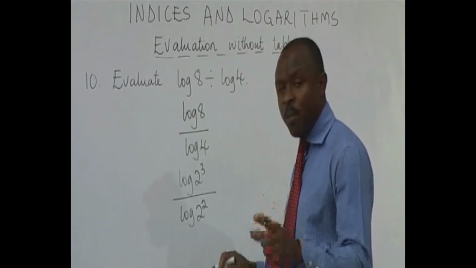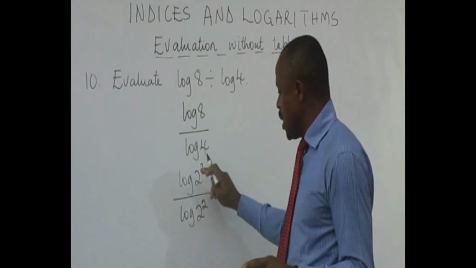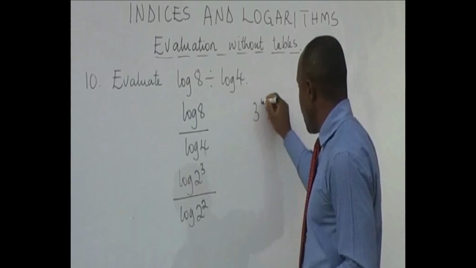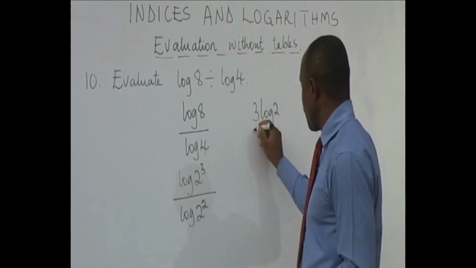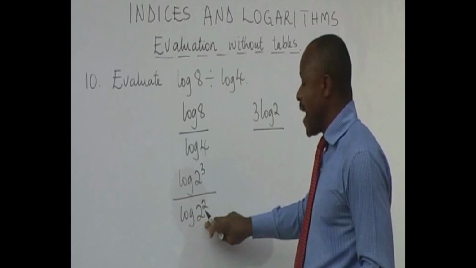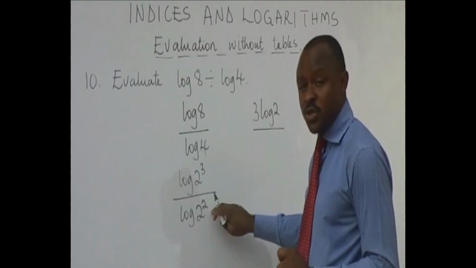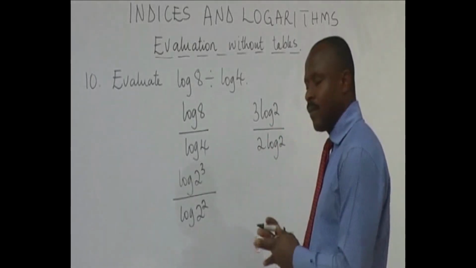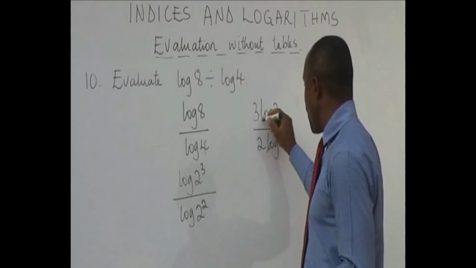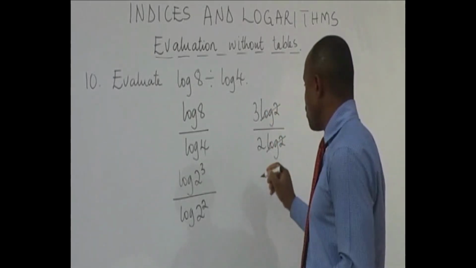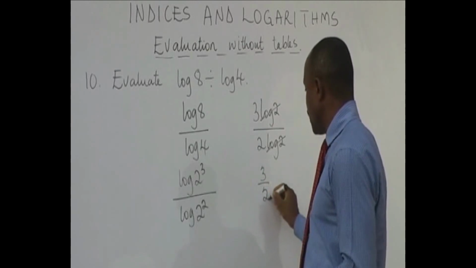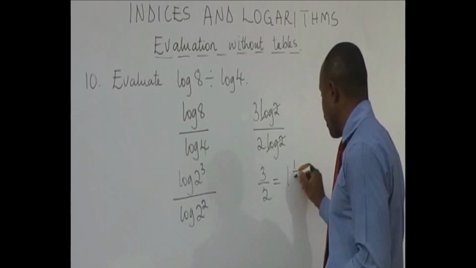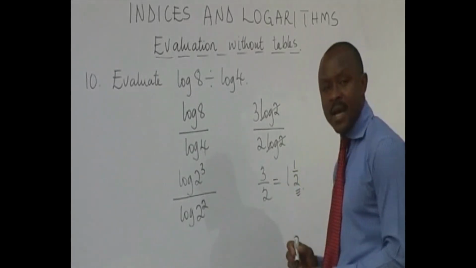In practice and obeying the third law of logarithms, log of 2 exponent 3 is the same thing as 3 log 2, divided by log of 2 exponent 2, which is 2 log 2. You now have 2 log 2. At this juncture, you can do away with log 2 and you are left with 3 all over 2. And 3 all over 2 in mixed fraction form is 1 whole number 1 all over 2. And that is the answer to that question.